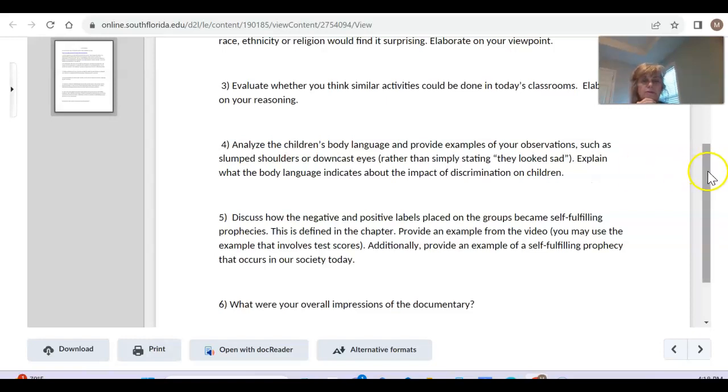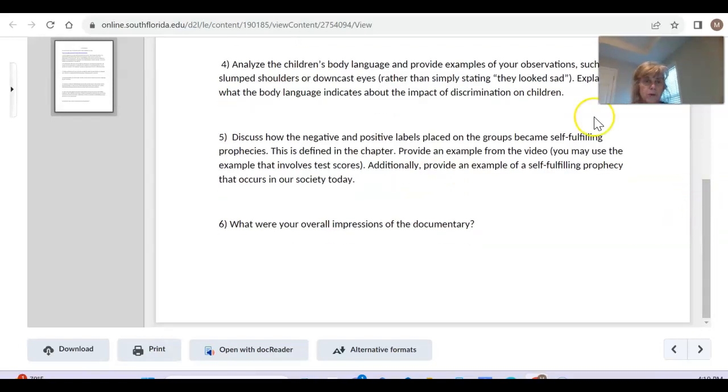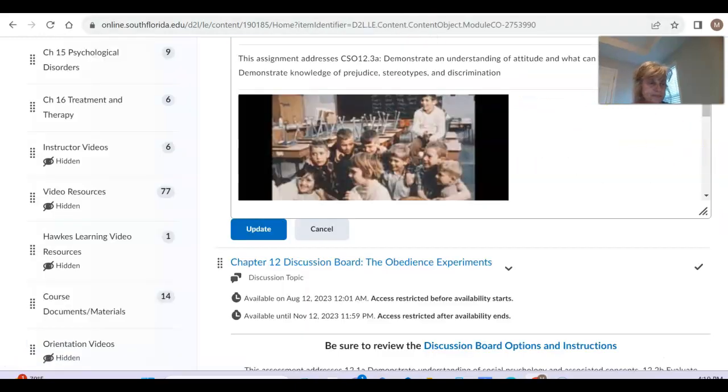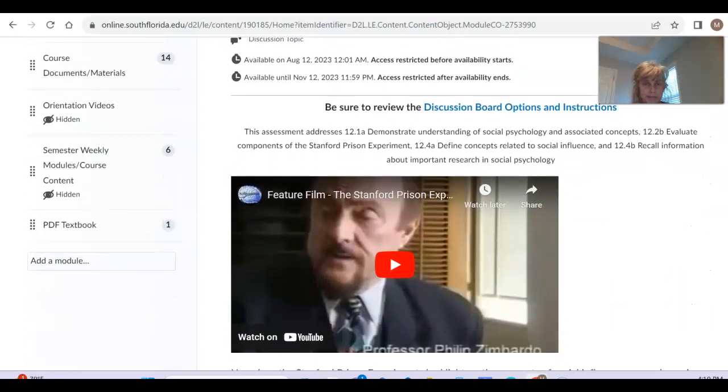Number 5, discuss how negative and positive labels placed on the groups became what's called self-fulfilling prophecies, and that is defined in the chapter. Provide an example from the video, and I'm going to give you a big hint here. The one involving test scores is the biggest example. And then additionally, provide an example of a self-fulfilling prophecy that occurs in our society today. And then number 6, what were your overall impressions of the documentary? Okay, so that's one assignment. Then you have 2 drop boxes.